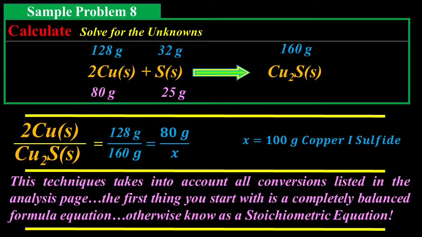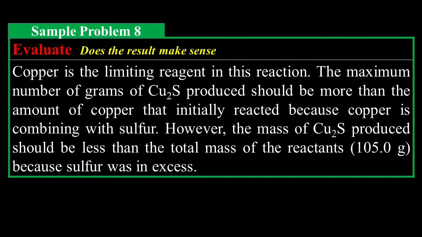This technique takes into account all conversions listed in the analysis page. The first thing you start with is a completely balanced formula equation, otherwise known as a stoichiometric equation. Evaluate. Copper is the limiting reagent in this reaction. The maximum number of grams of copper 1 sulfide produced should be more than the amount of copper that initially reacted because copper is combining with sulfur. However, the mass of copper 1 sulfide produced should be less than the total mass of the reactants, 105 grams, because sulfur was in excess. I promise this is easier than it looks.